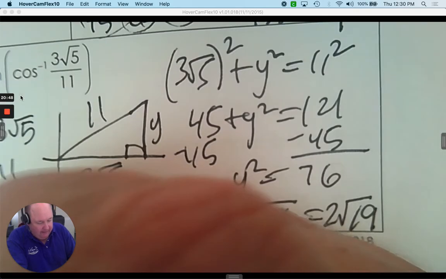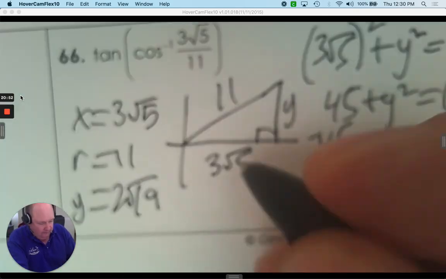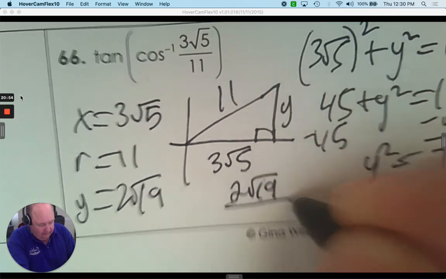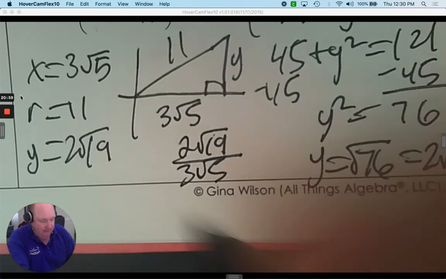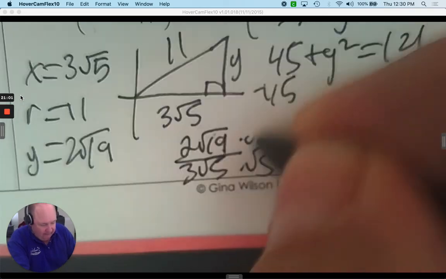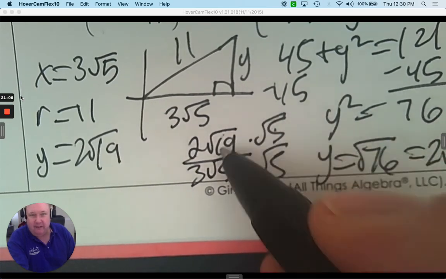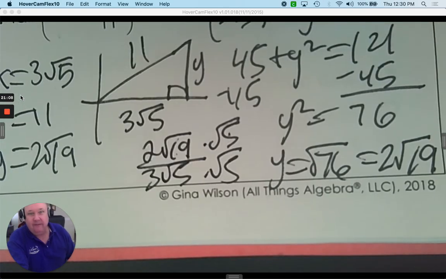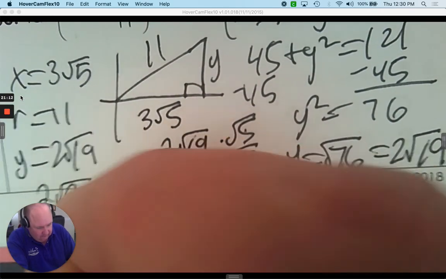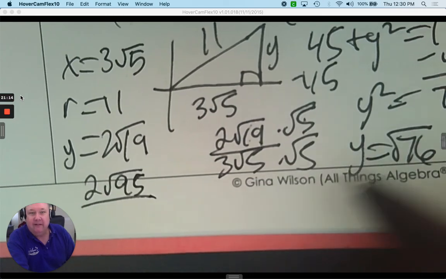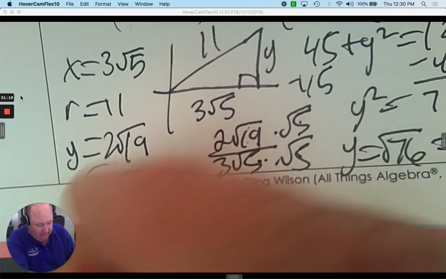So then my answer is y over x. So that's 2 root 19 over 3 root 5. Multiply by root 5 to get your answer. Here's the last one. So root 5 times root 19. That's root 95. And then root 5 times root 5 is 5 times 3 is 15. And you got your answer.